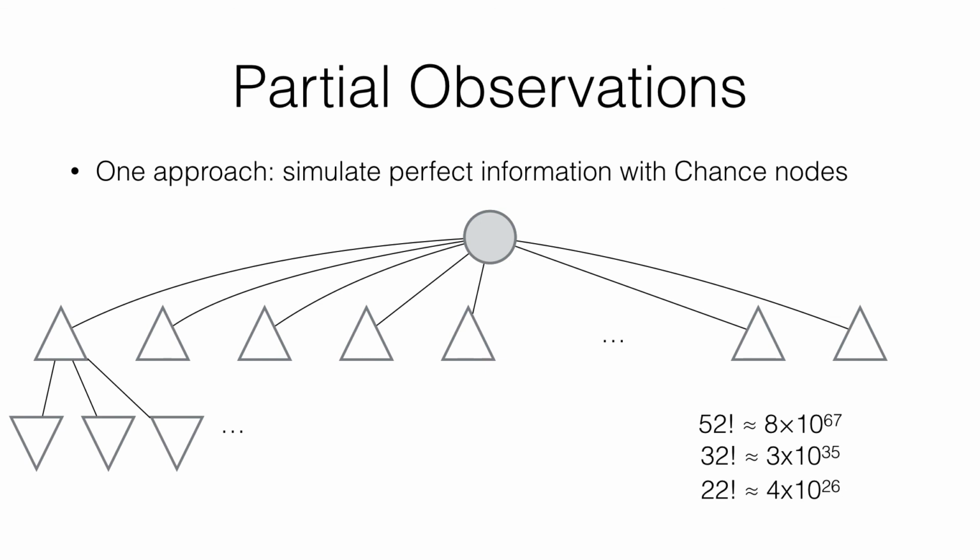Maybe it involves sampling, maybe it involves some compact representation of probability distributions that doesn't explicitly encode every card ordering, but instead is more compact. And there's a lot of research on these sort of permutation representations that are more compact.